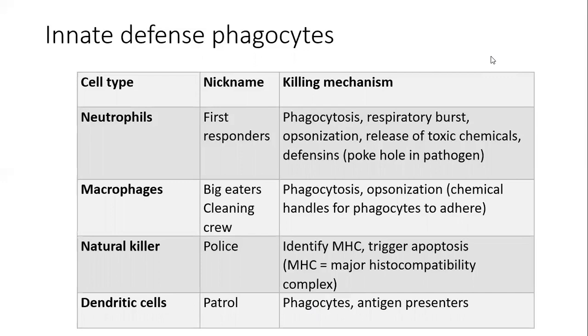Natural killer cells could be like the police. They kind of patrol, they identify the major histocompatibility complex. They trigger apoptosis. And then dendritic cells are like the patrol. They also are just floating around in the system. They are big phagocytes, and they are antigen presenters. So they kind of cross over into the adaptive immune response.